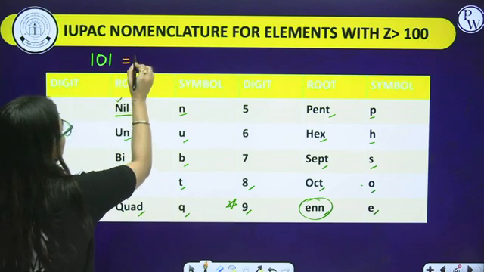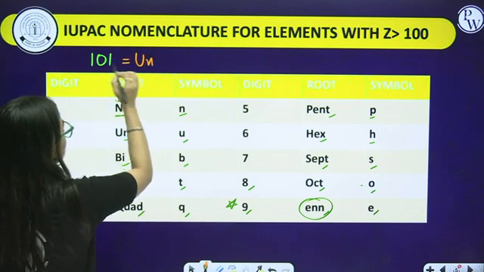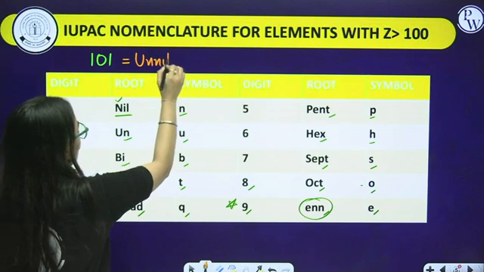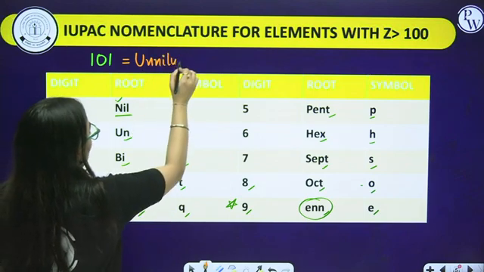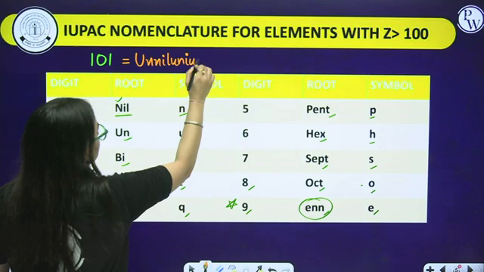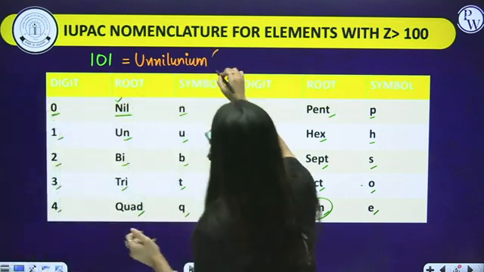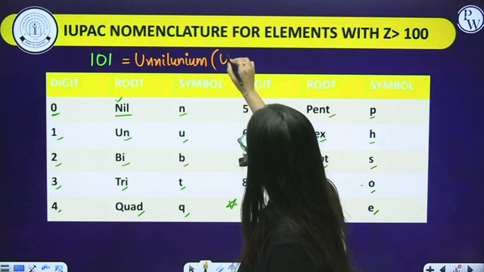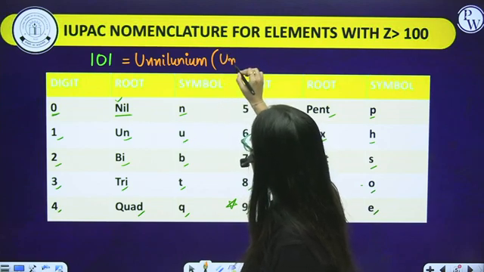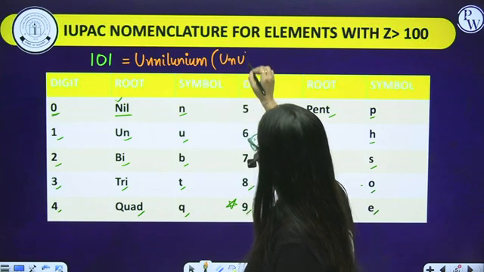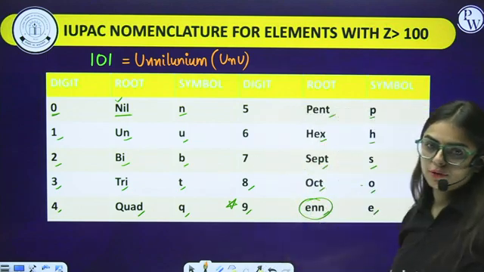So, 101 is going to be: for 1, it is un. For 0, it is nil. For 1, again, it is un. And at last, you have to write ium. How are you going to represent it? For 1, it is U. Then for 0, it is N. Then again for 1, it is U. So U, N and U. By this, we have to represent it.